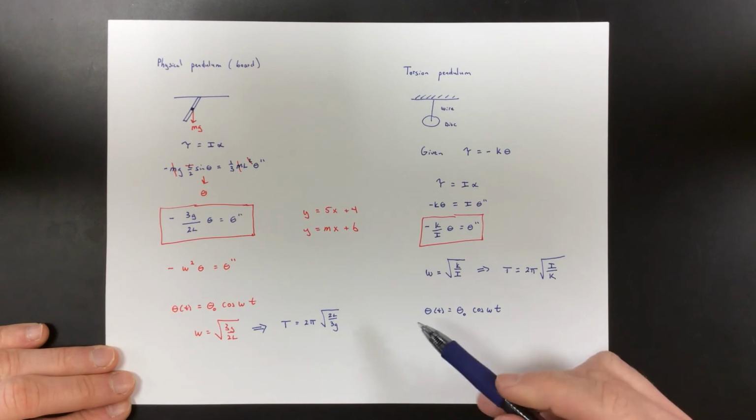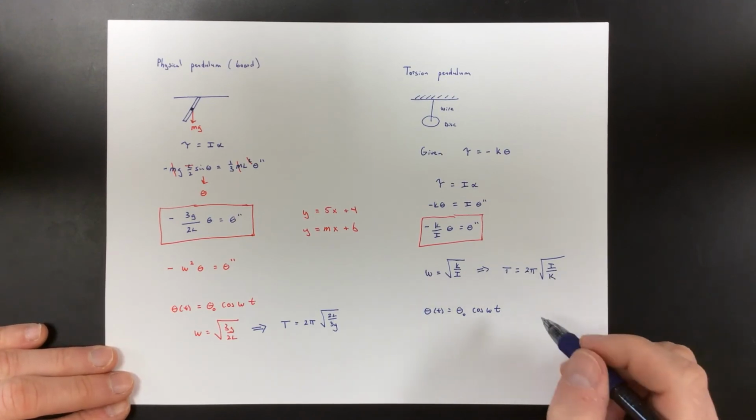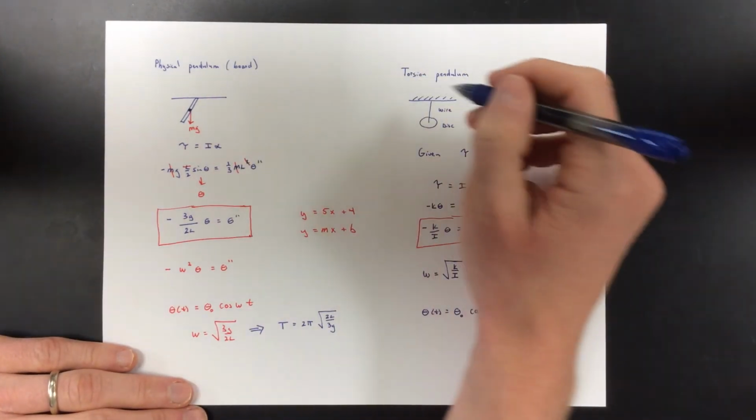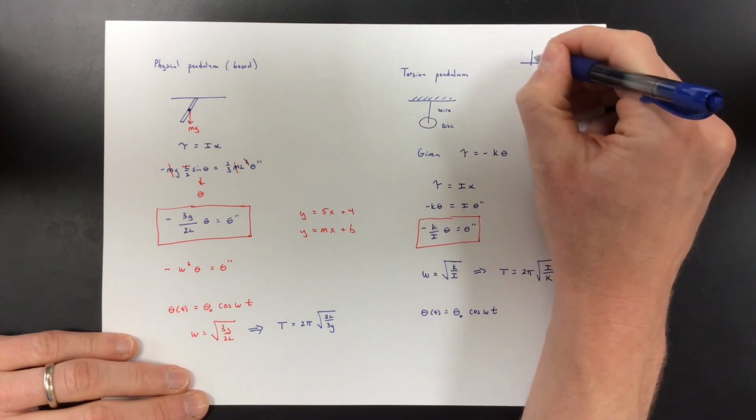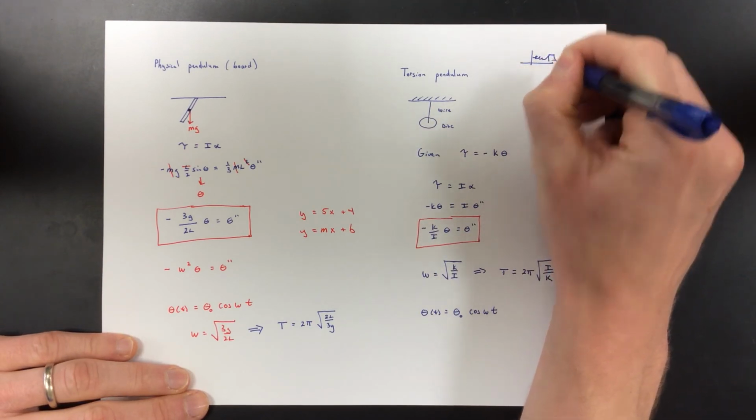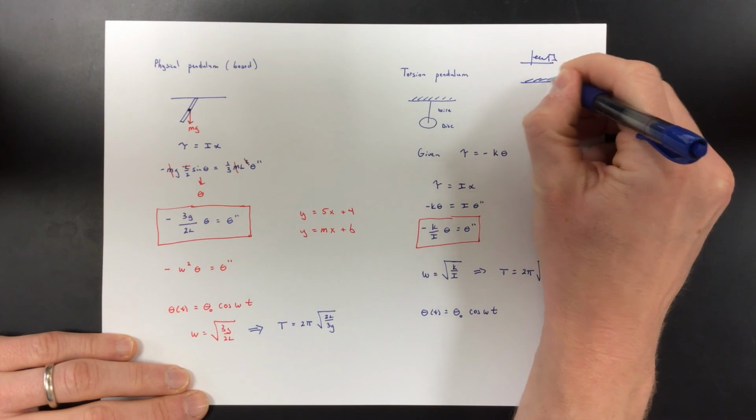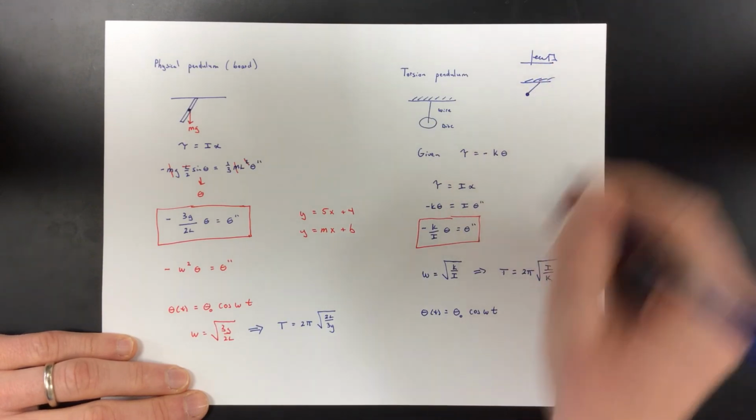Okay, so that's the physical pendulum and the torsion pendulum. You should know all four of them. So this guy, and then our classic mass on a spring, and then what they would call a simple pendulum was just a ball on the end of the string.